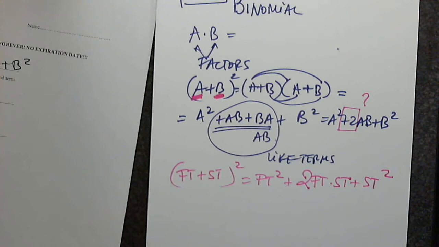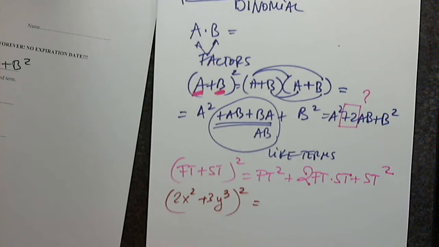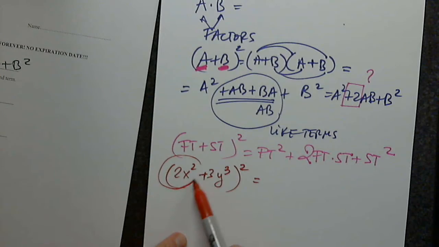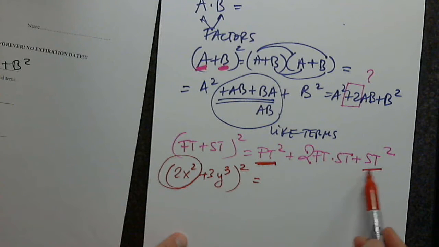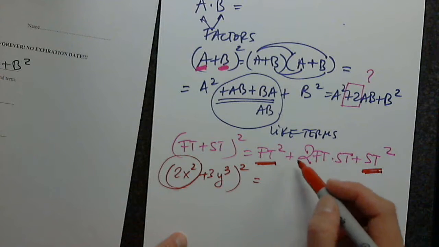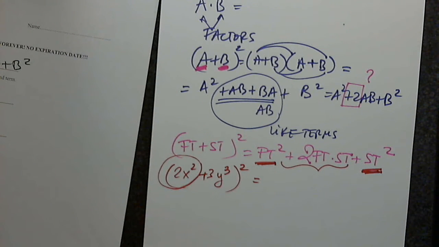Why should I remember it like this? It's because I'm not going to get a and b to deal with. I'm going to get, let's say, 2x squared plus, let's put plus first, 3y cubed, all squared. There is no a and there is no b. So how do I proceed? Okay, I have to square the first term. That's what this says. Then I have to square the second term to get this. And then I have to multiply them and multiply by 2 in front.